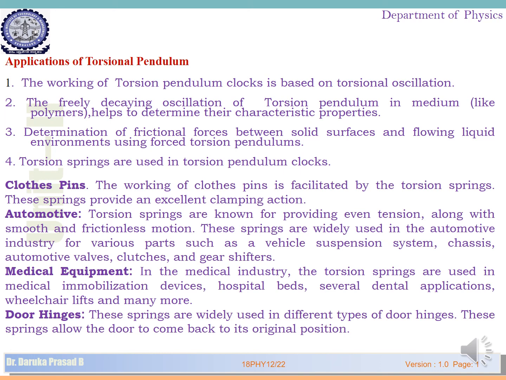Similarly, in the automotive industry, in many applications such as suspension of vehicles, chassis, automotive valves, clutches, and gear shifts, it works with torsional oscillations. Even in medical equipment, torsional springs are used for immobilization devices, hospital beds, several dental applications, wheelchairs, lifts, etc. Door hinges also work with the principle of torsional oscillations, where the springs are attached and it will come back to its original position.